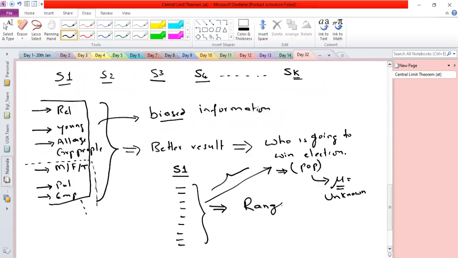That is why, if you look at any election projection or forecasting, it always says that the Congress party is going to win somewhere between 80 to 100, like this. This is the range that they define. Why that range? Because the information is going to be biased. Friends, are you with me?